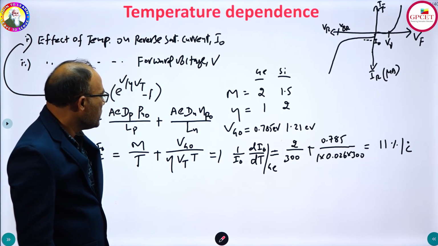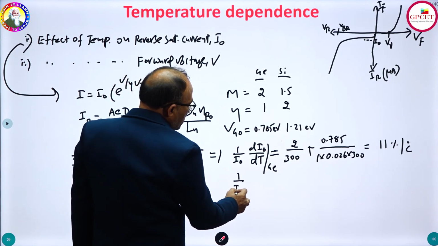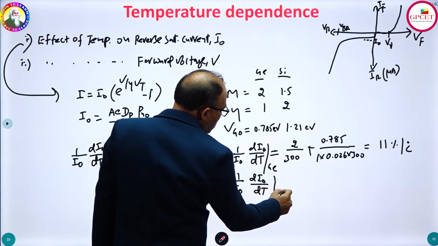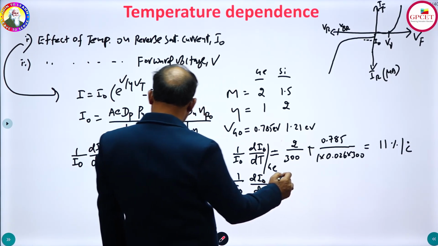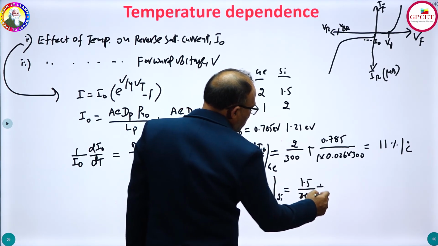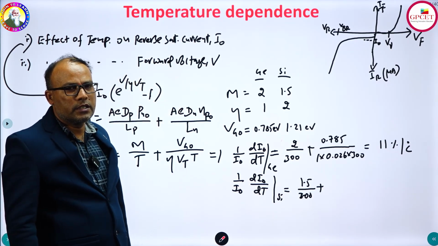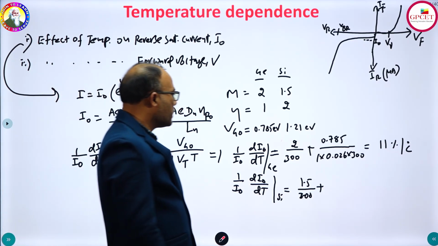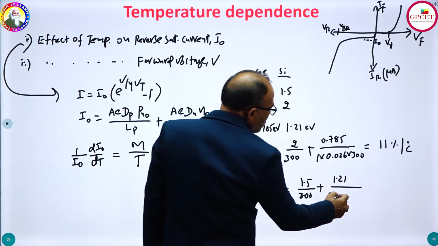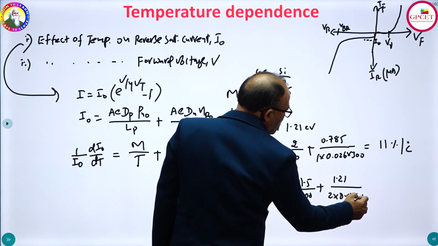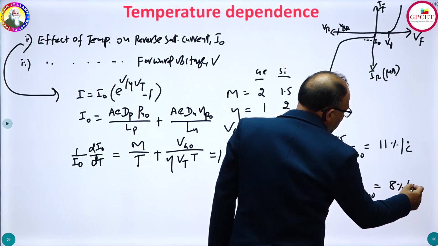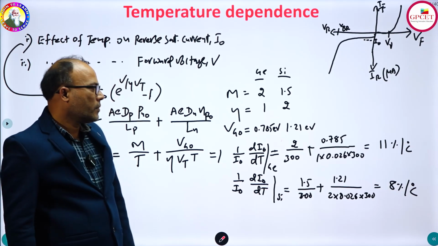rise in temperature. And similarly, for the same formula, if you find the relative temperature coefficient 1 by I0 dI0 by dT for a silicon diode, then you get M by T, where M for silicon is 1.5 divided by T, temperature T is 27 degrees C, convert into Kelvin, you will get 300 degree Kelvin, plus 1.21 whole divided by eta, which is 2, into 0.026 into 300 degree Kelvin. That is equal to 8% for every degree C rise in temperature.